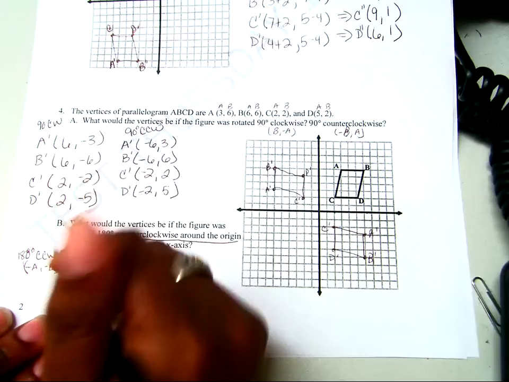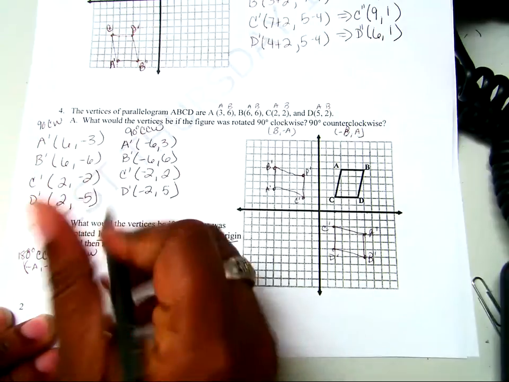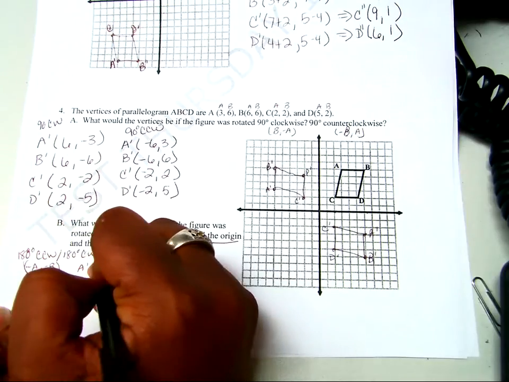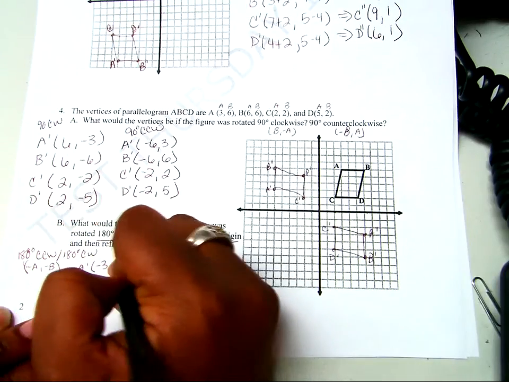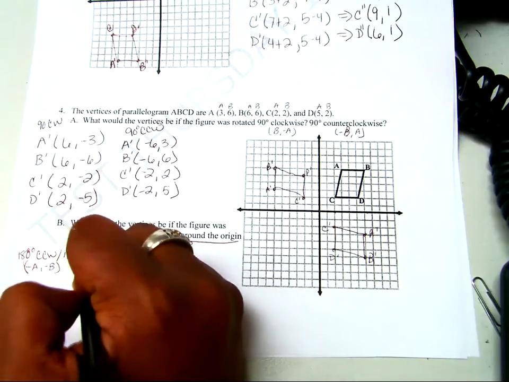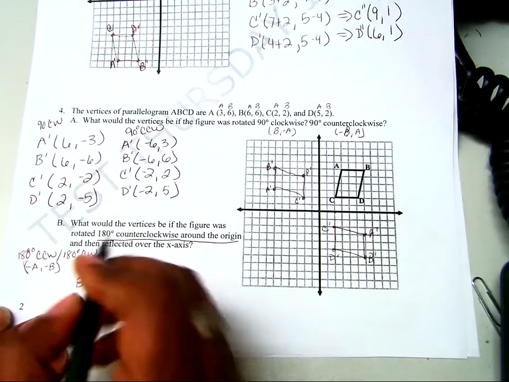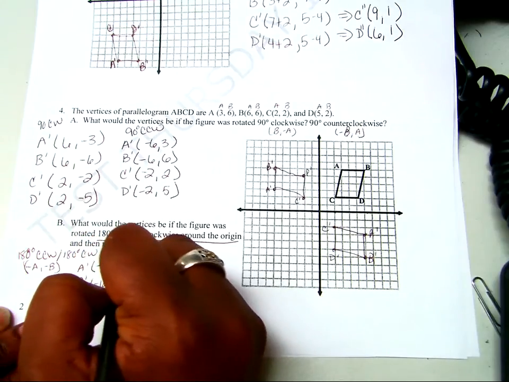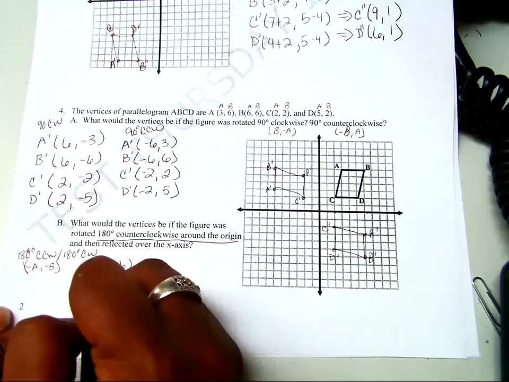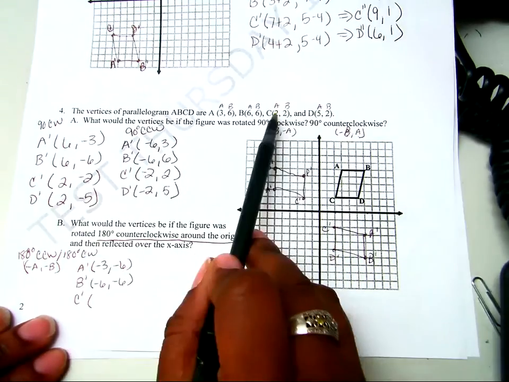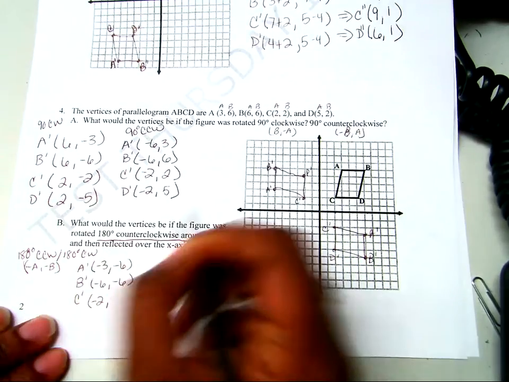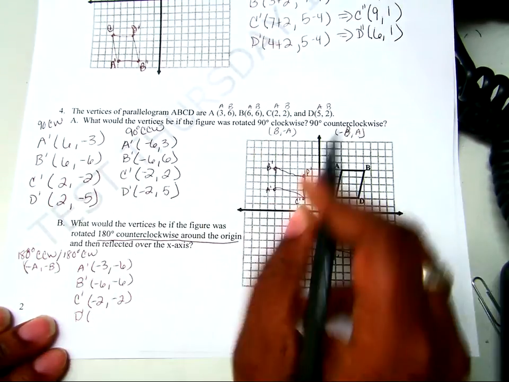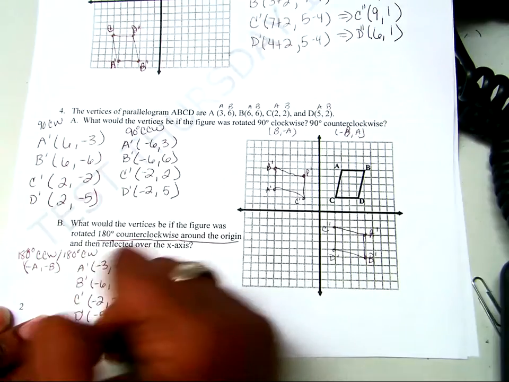So I need the opposite of A. For A prime, the opposite of A is negative 3. The opposite of B is negative 6. B prime, the opposite of A for B prime is negative 6. The opposite of B is negative 6. C prime, the opposite of A is negative 2. The opposite of B is negative 2. D prime, the opposite of A is negative 5. The opposite of B is negative 2.